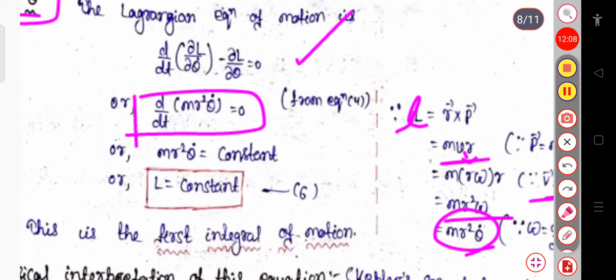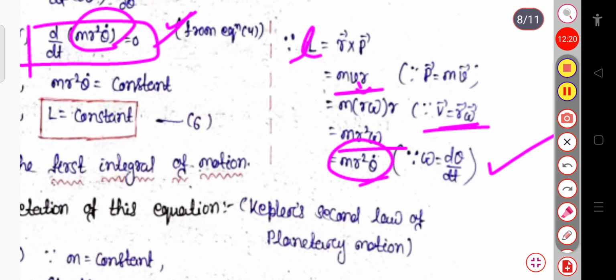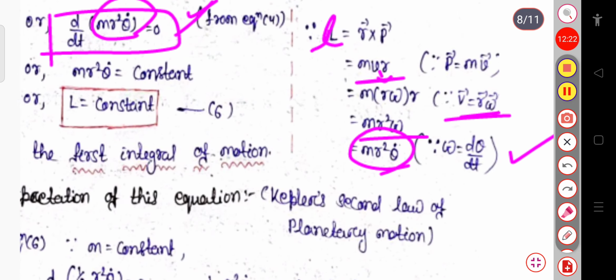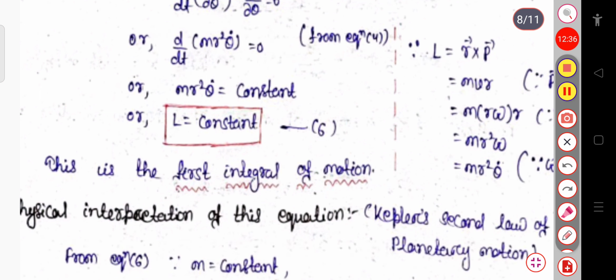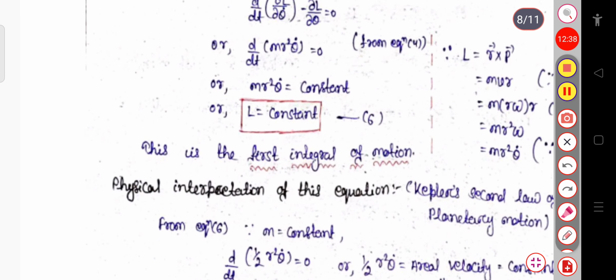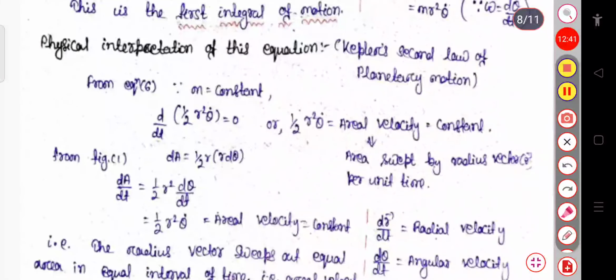So here d/dt of m r² θ̇ equals 0, or that m r² θ̇ will be constant, because the derivative of this term equal to 0 means this term is constant. But this m r² θ̇ is nothing but the angular momentum. So here we can consider this L equal to constant. This is called the first integral of motion. That is, if we use the Lagrangian equation of motion, you will find the angular momentum is constant in nature. So what is the physical interpretation of this equation?